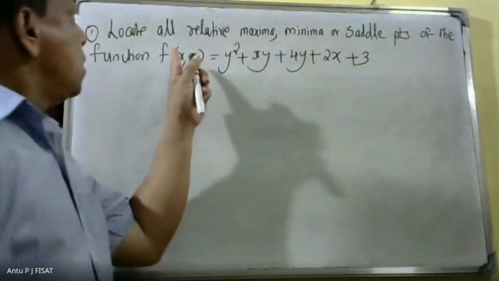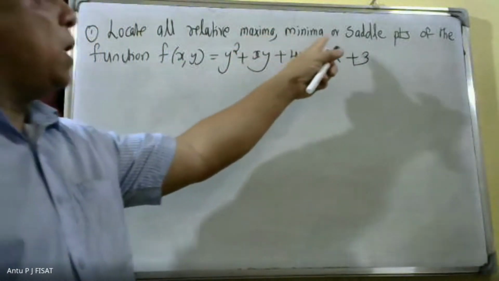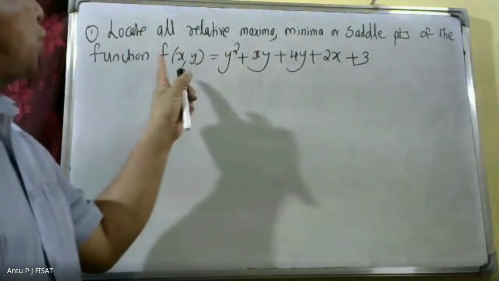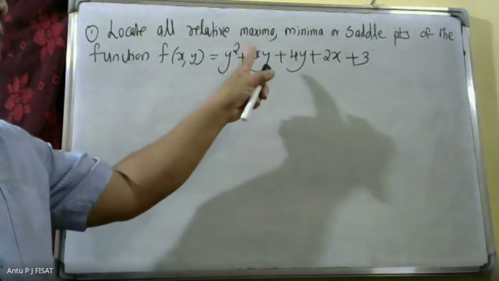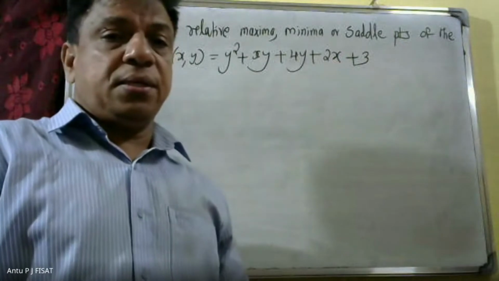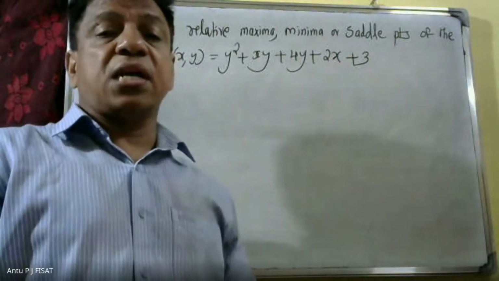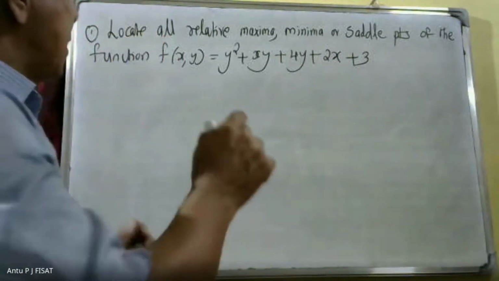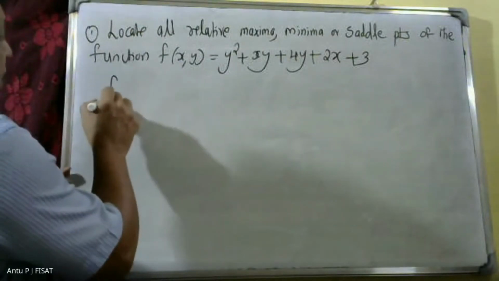The problem is: locate all relative maxima, minima or saddle points of the function f(x,y) = y² + xy + 4y + 2x + 3. ഈ ഫംഗ്ഷന്റെ എക്സ്ട്രീമാസ് കാൽക്കുലേറ്റ് ചെയ്യാം. അപ്പോൾ നമ്മൾ ചെയ്യുന്നത് എന്താണ്? ആദ്യം fx കണ്ടുപിടിക്കാം.